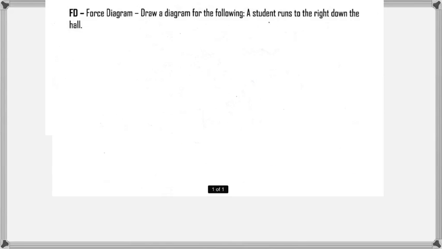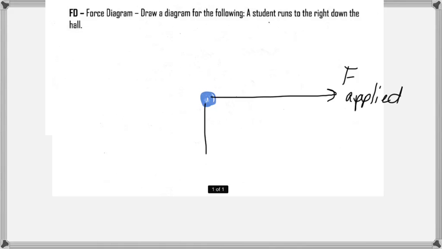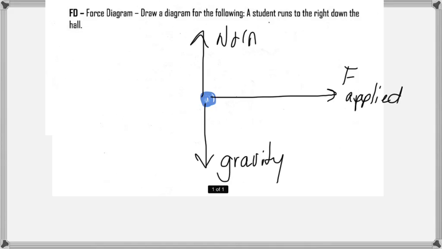All right, so it says, draw a diagram for the following. A student runs to the right down the hall. No running in the hall, first of all. So I'm drawing, here's my dot, or shall I say, my student. And they are running. This is an applied force because they are actually running. And if they did not fall through the ground, they're running on the ground, so that means gravity is working. All right, but they didn't fall through the ground, so that also means that normal force is also working.